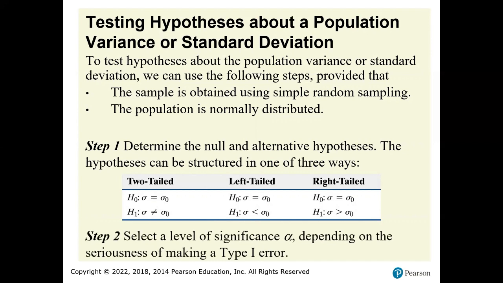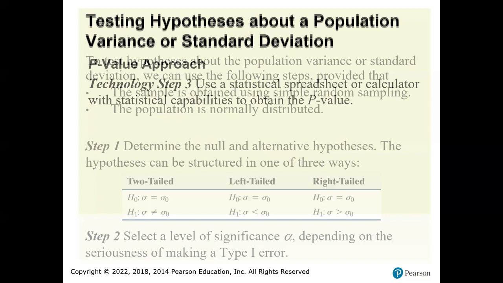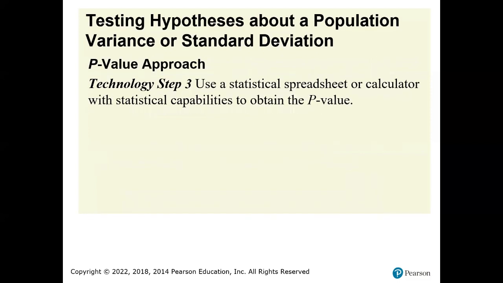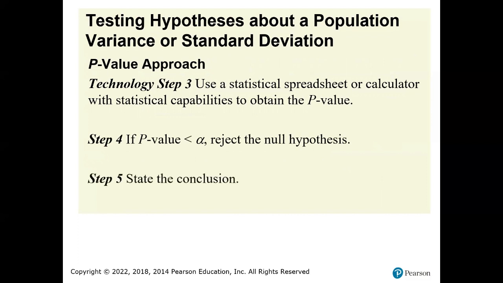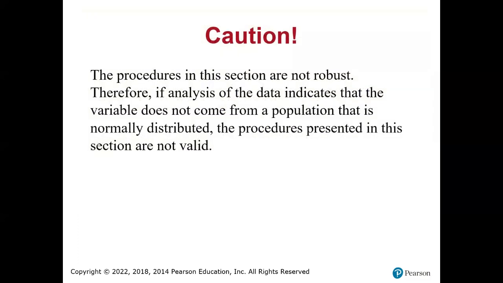We will then get our level of significance to make sure we do not make our error. We will then get our p-value by using our StatCrunch technology. So we can check if p is less than alpha, because if p is less than alpha, we reject the null, and we can then state our conclusion. All of these follow the same process. The only thing we need to be careful about is this one. It is not considered robust.